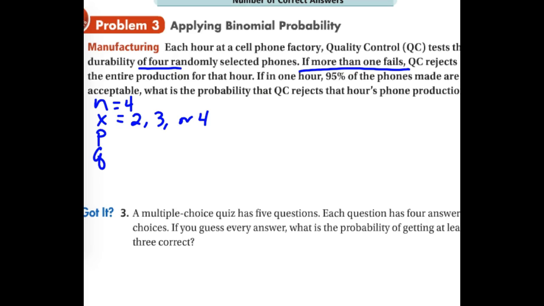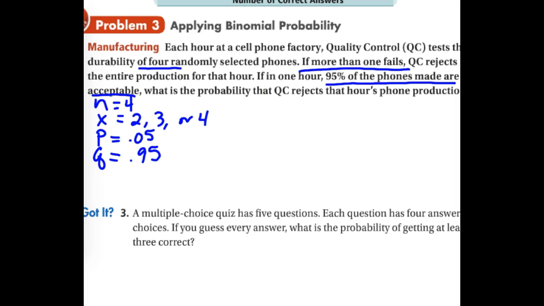Now, it says 95% of the phones are acceptable, meaning they work. So again, for us, success is that the phone doesn't work, right? So P is going to be 5%. If 95% work, then 5% don't work. So P is going to be 5% or 0.05, and Q is going to be 0.95.